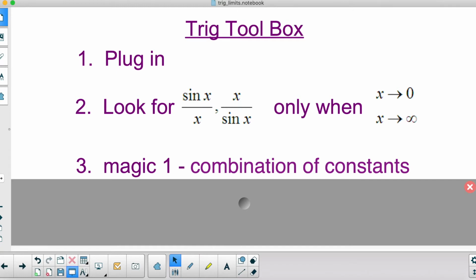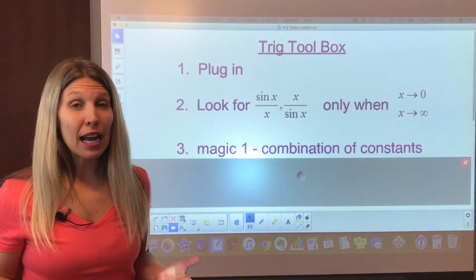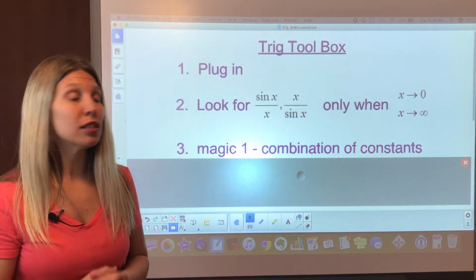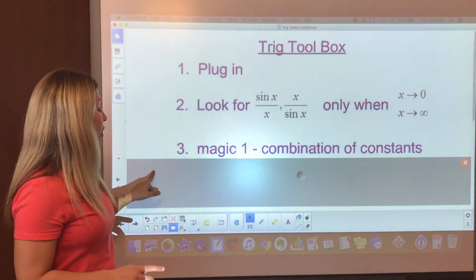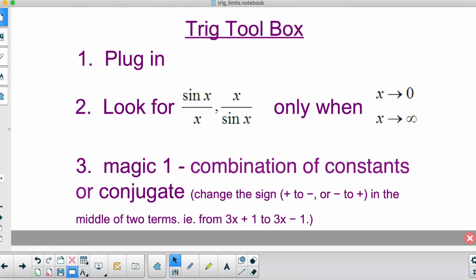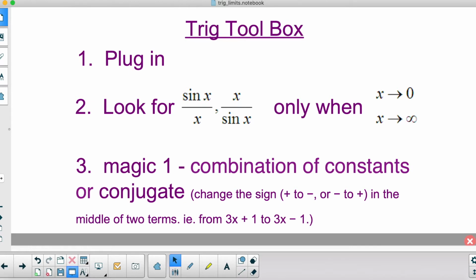First is a combination of constants. What are constants? Constants are just numbers. The other way we're going to use this is when we're talking about a conjugate. Again, that means switching the plus or the minus sign in the middle of 2 terms. So I've got an example for you. If we've got 3x plus 1, then a magic 1 we might use would be 3x minus 1.